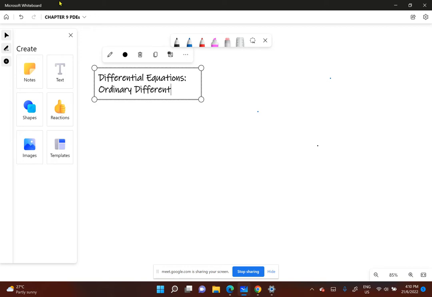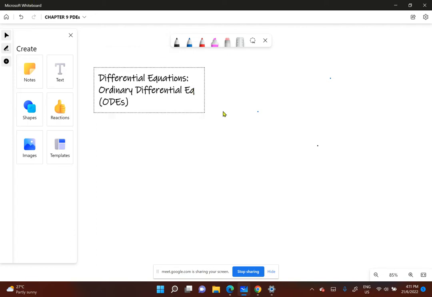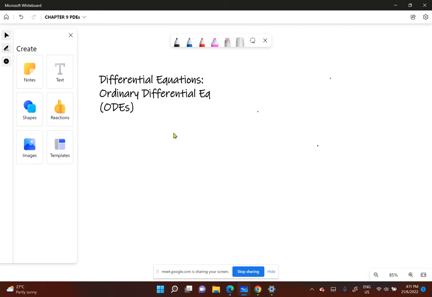Differentiation equation. Okay, this is ODE, right? So this one, we have initial value problems. Okay, you learn in... here we have one is initial value problem, and another one is boundary value problems.